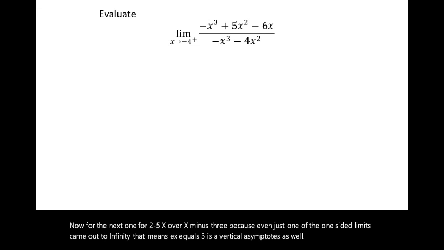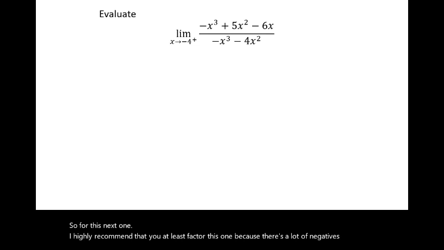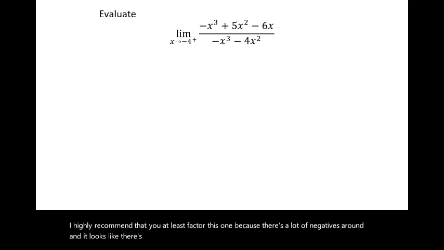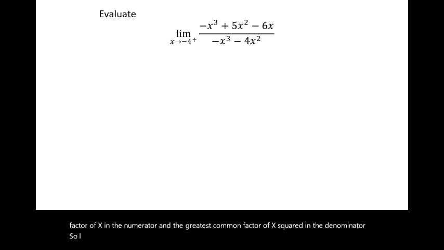So for this next one, I highly recommend that you at least factor this one because there's a lot of negatives around and it looks like there's at least a couple common factors, such as a greatest common factor of x in the numerator and a greatest common factor of x squared in the denominator. So I do highly recommend that you factor this first because it is easier to see when you factor it.